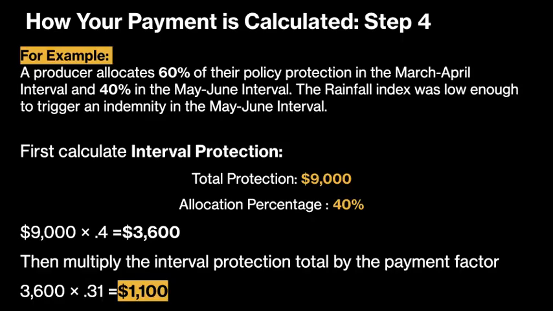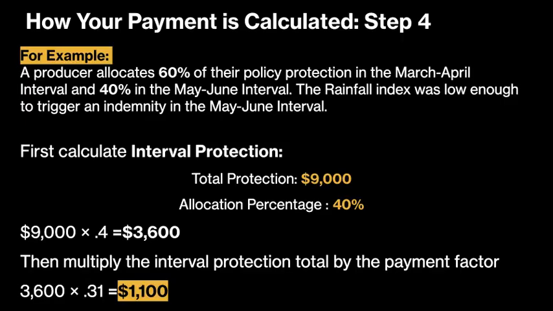The first step is calculating the protection assigned to that interval. $9,000 multiplied by 40% equals $3,600 of interval protection. Earlier, we calculated a payment factor of 0.31. Multiplying $3,600 by 0.31 results in an indemnity payment of approximately $1,100. That is the amount the producer would receive for that specific interval.